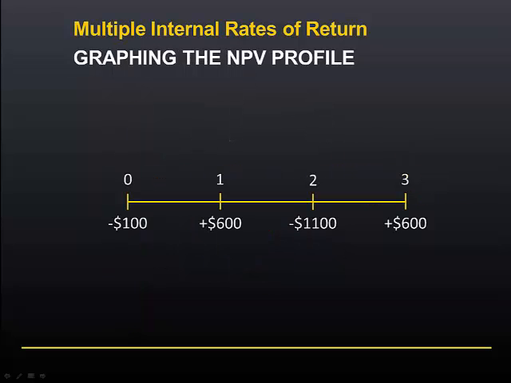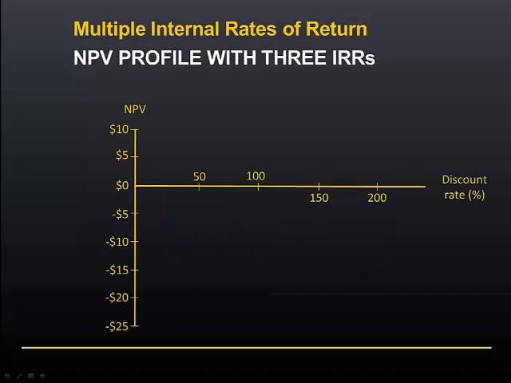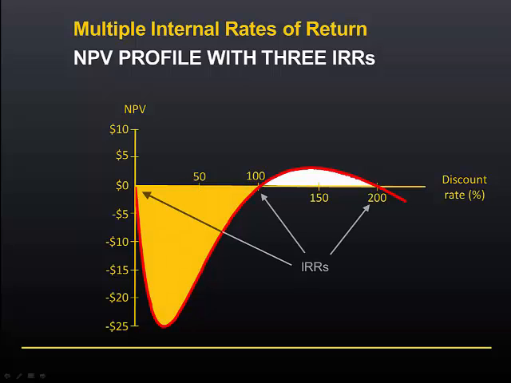Here's another set of cash flows where it is not true to say that all of the negative cash flows precede all of the positive cash flows. In fact, we have three changes of sign, from negative to positive, from positive to negative, and then back from negative to positive. And if we graph the NPV profile, we do indeed get three internal rates of return.